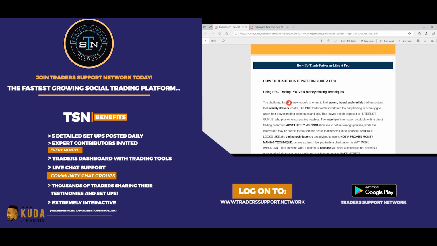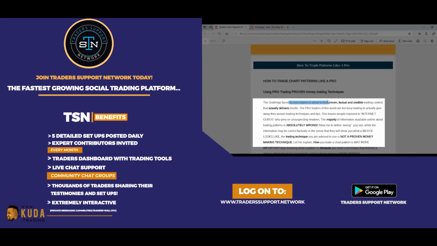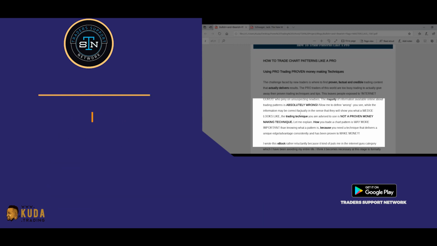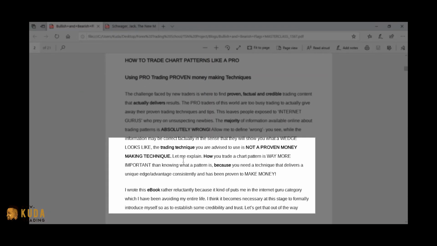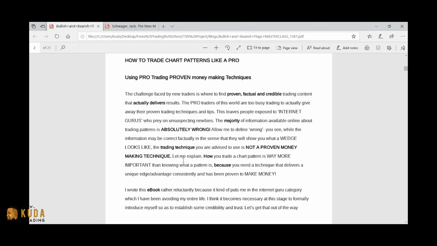The challenge faced by many new traders is where to find proven, factual, and credible trading content that actually delivers. The pro traders of this world are too busy to give away their proven trading techniques. And what happens, guys, is that most of the stuff that you're finding online concerning patterns, concerning how to trade them, is absolutely wrong. You will not make money because the techniques being shown to you don't actually yield results over time. They're not proven money-making techniques.